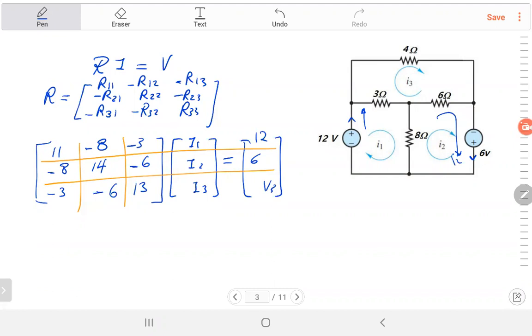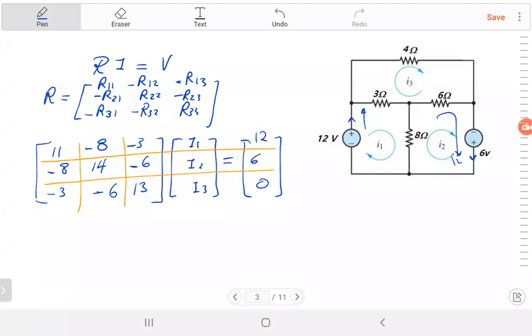Now we'll go for the third one. No voltage source, so it's equal to 0. Okay, you are done with the method. You solve it and find I1, I2, I3. Any question? Easy answer.